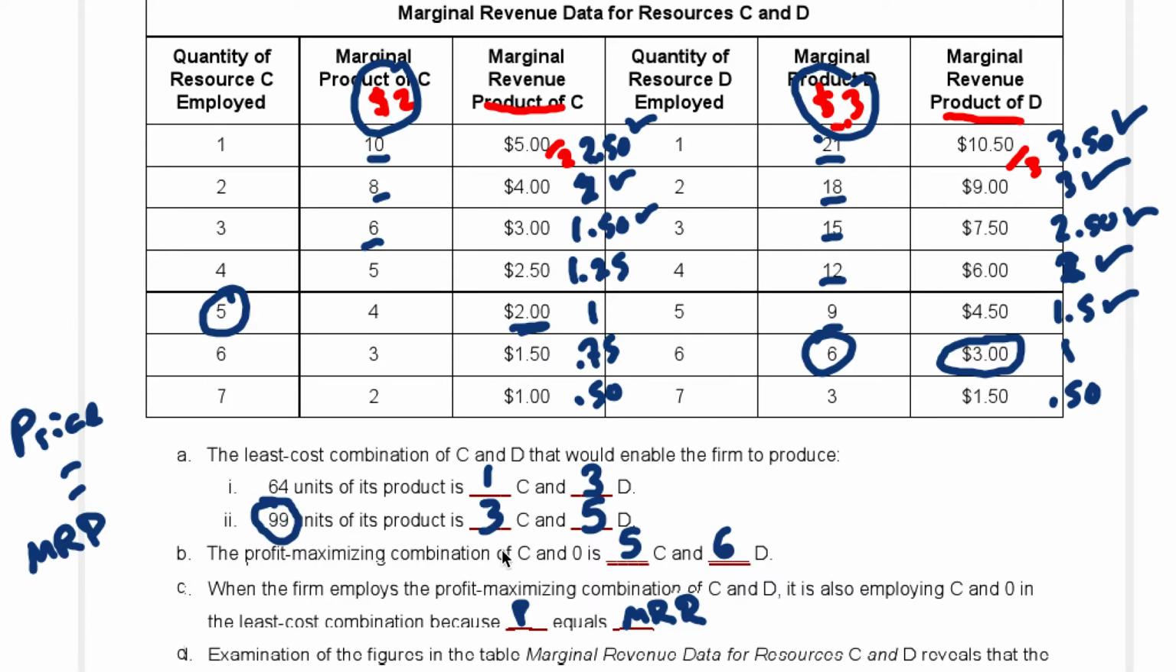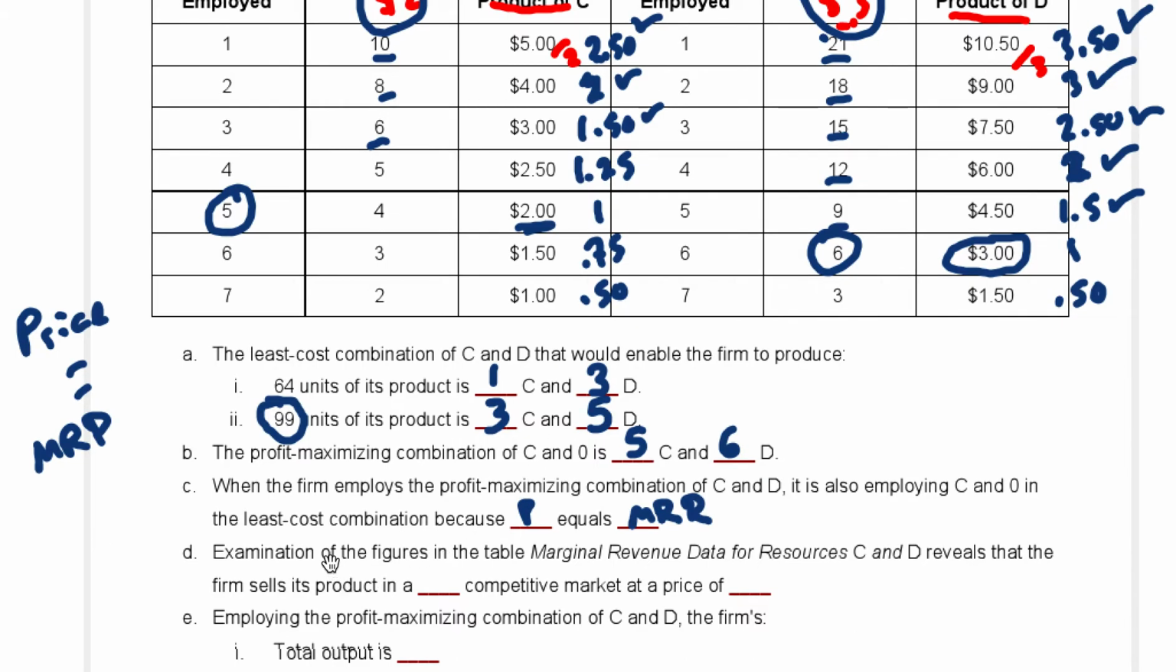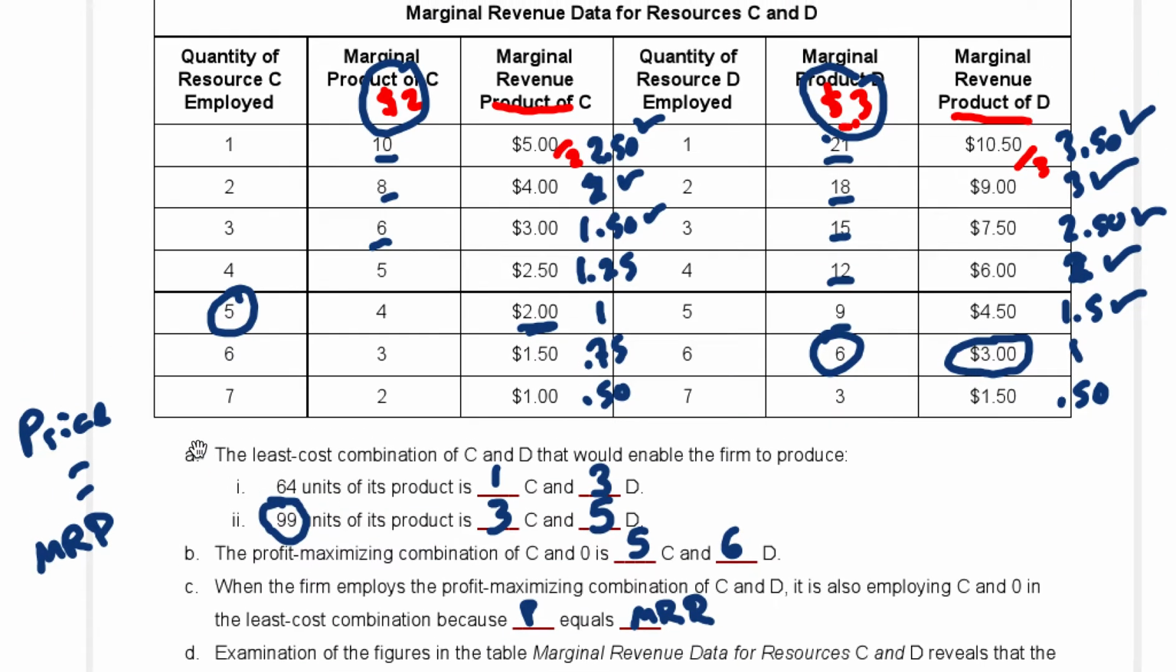So other things it wants you to find, examination of the figures. So are we in a perfectly competitive market, or are we in an imperfectly competitive market? Which? Are we selling it for the same price? What are we selling this thing for? So hold on, let's scroll down a tiny bit, because we can get a lot more out of these numbers that we haven't gotten yet. So let's delete these. I'm going to get rid of all this.